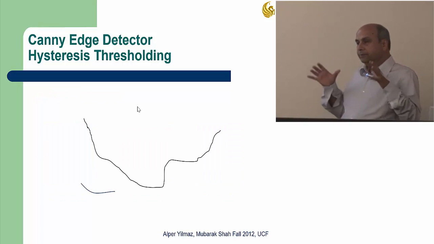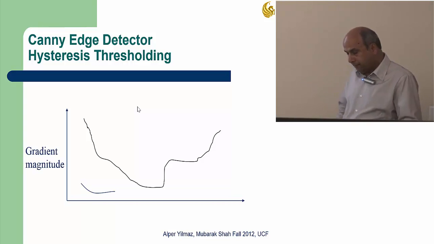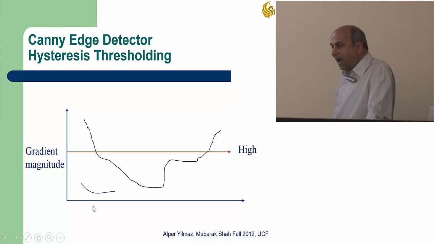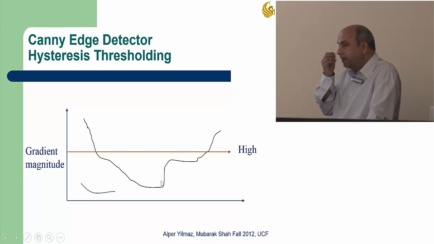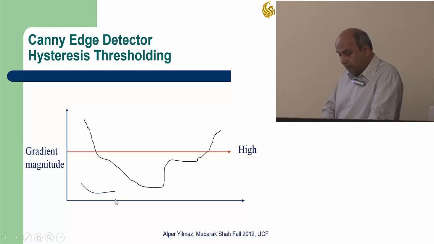So let's say the image has these kind of edges, and let's assume this is the gradient magnitude and these are the edges. If we pick the high threshold, then we will have only this part of the edge and this part. All these will be removed because the gradient magnitude is lower than the high threshold. This whole thing will be removed, which is not good, because this part is kind of noisy, but this is where we want the whole thing.